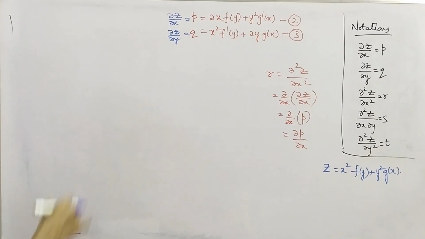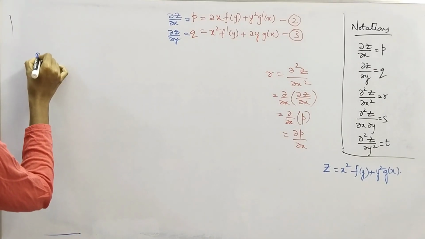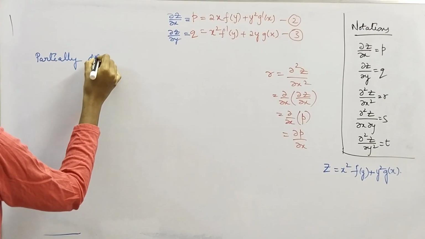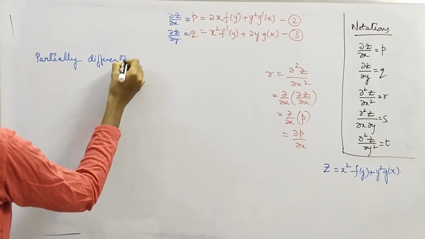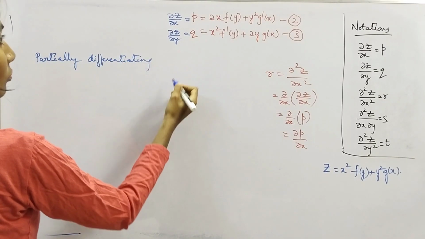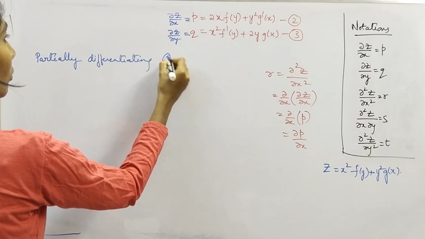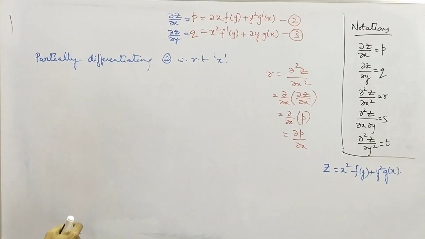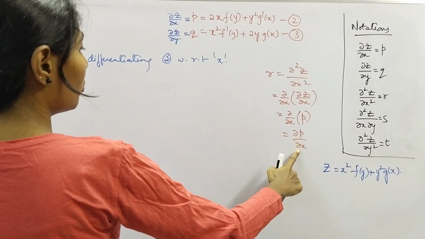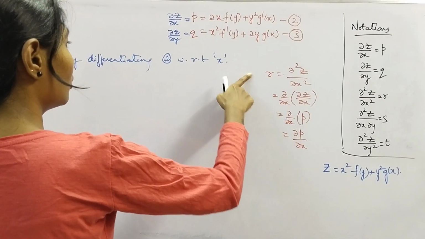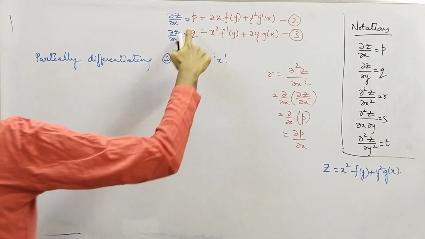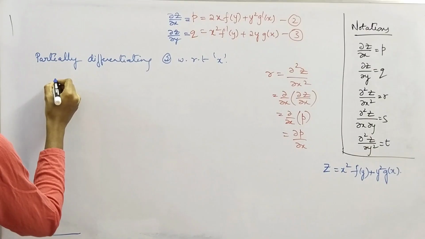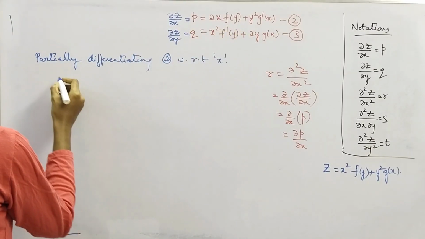Okay. Fine. Now let's partially differentiate 2 with respect to x, so that we'll get equation involving r. See, dou p by dou x gives r, right? So we are partially differentiating this equation with respect to x. Just apply dou by dou x on both sides of this equation.